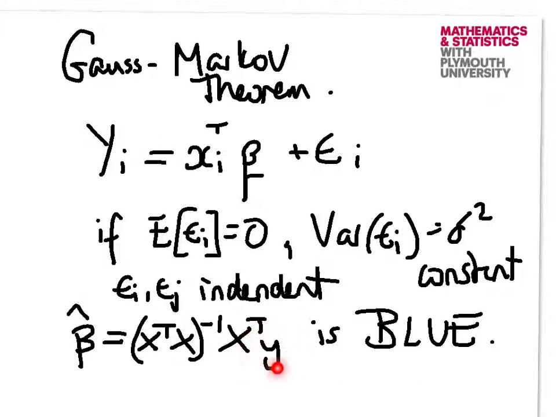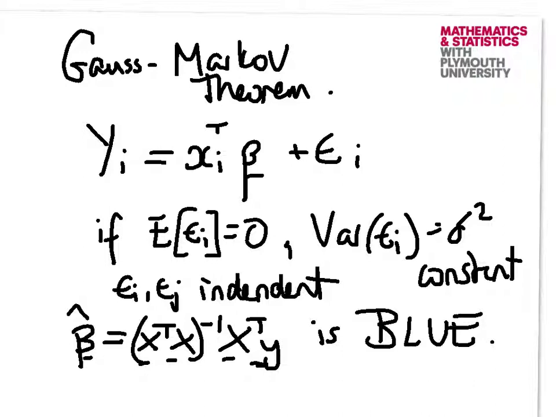We now have observations on y. All of these are vectors or matrices as appropriate. Beta is a vector, X is a matrix, and y is a vector of now observed values of y. Then this estimator of beta is so-called BLUE, best linear unbiased estimator.